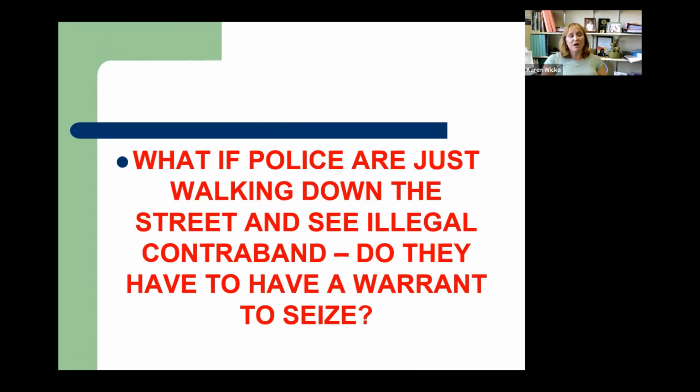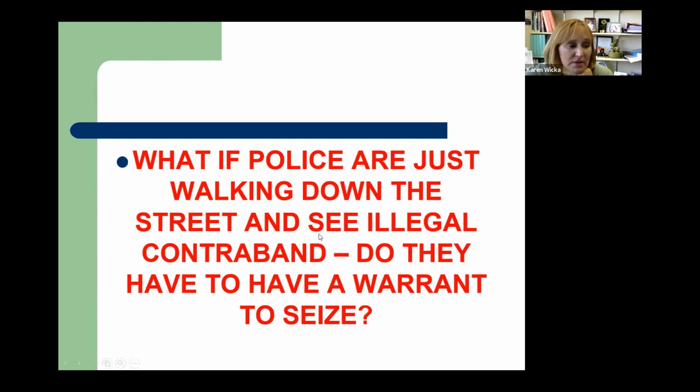So what if police are just walking down the street and see illegal contraband? Do they have to get a warrant to seize it? Police are walking down the street and you're carrying an illegal gun and they see it. Well, they don't know if it's illegal, but they see that you're carrying a gun and they don't think that you should have it. And it's just out in the open, you're just carrying it in your hand. Do they have to get a warrant before they can look at and seize the gun?